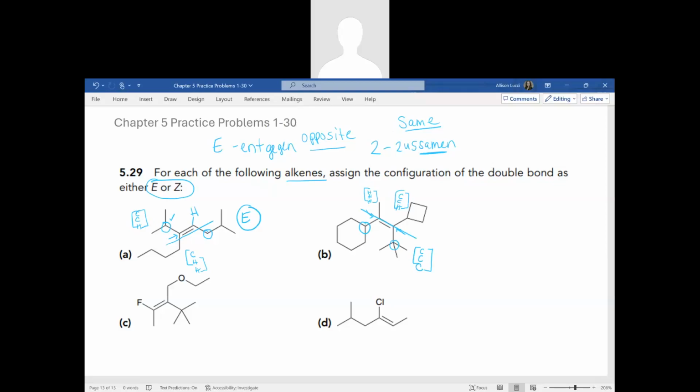Now we see that both of our highest priority groups are on the same side of our double bond. So this will be a zusammen. This is Z for compound B. Let's take a look at compound C.